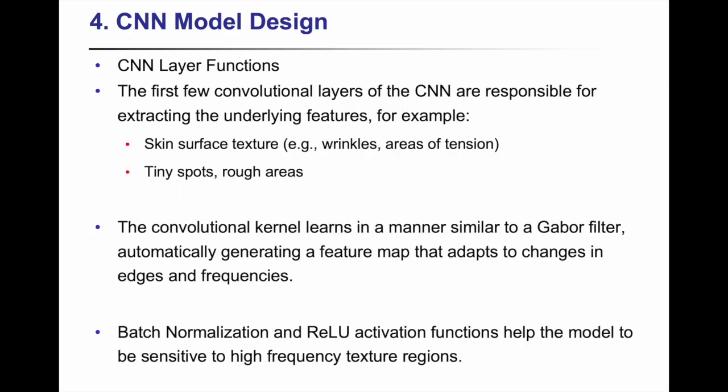The first few convolutional layers of the CNN are responsible for extracting the underlying features such as skin surface texture, wrinkles, tensions, tiny spots, and rough areas. The convolutional kernel learns in a manner similar to a Gabor filter, automatically generating a feature map that adapts to changes in edges and frequencies. Batch normalization and ReLU activation functions help the model to be sensitive to high-frequency texture regions.